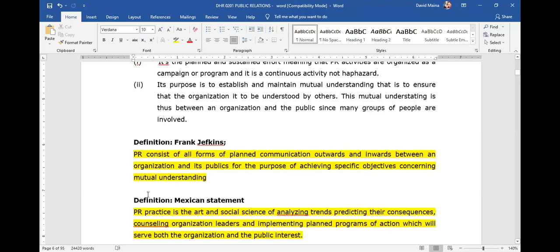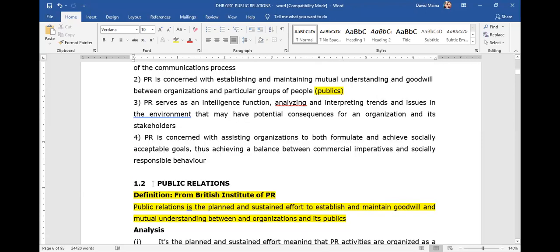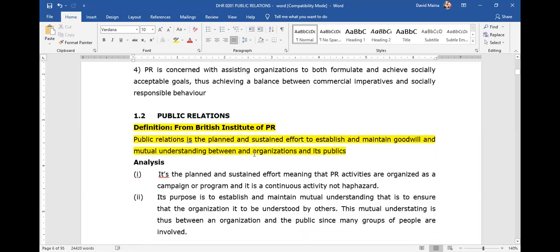The British Institute of Public Relations definition is usually the simplest. This one. Let me put it in another color. This one is simply the easiest. The planned and sustained effort of establishing and maintaining goodwill and mutual understanding between the organization and its publics.